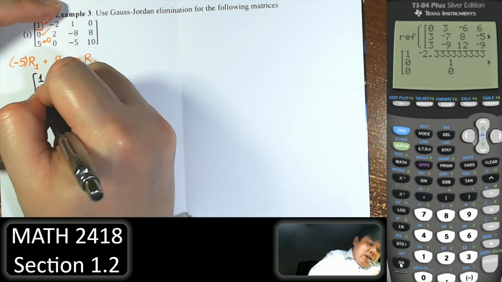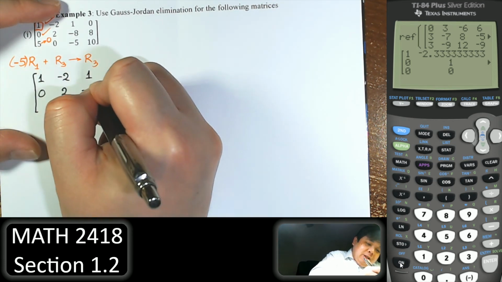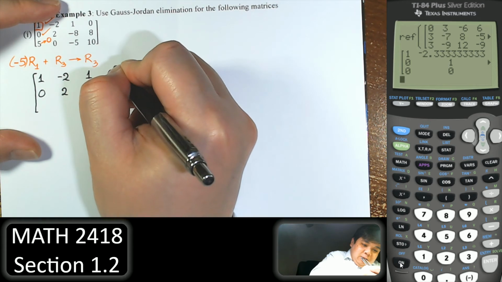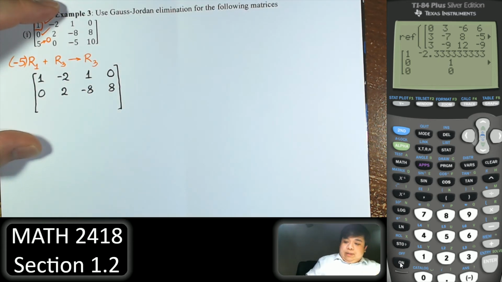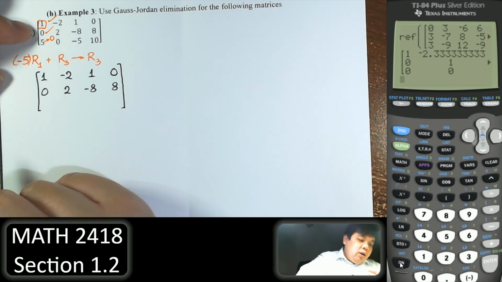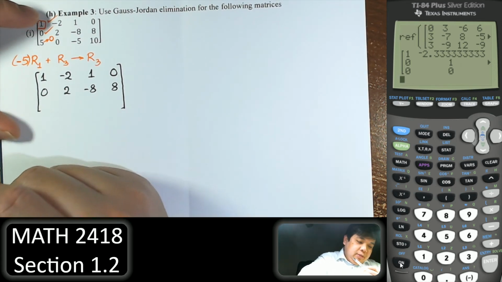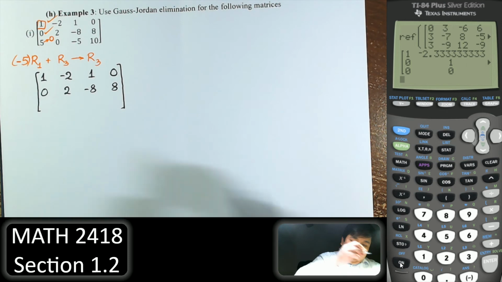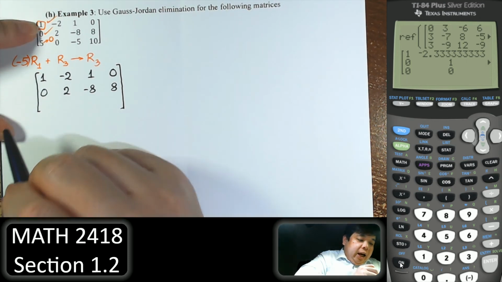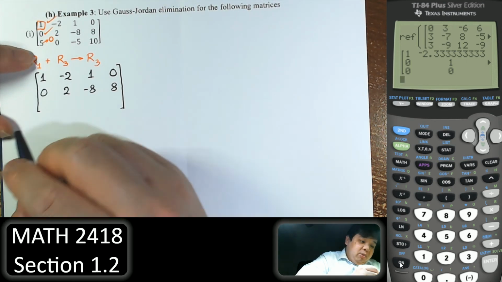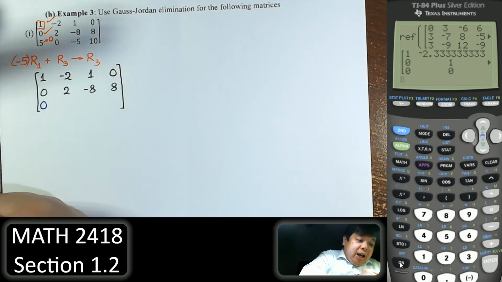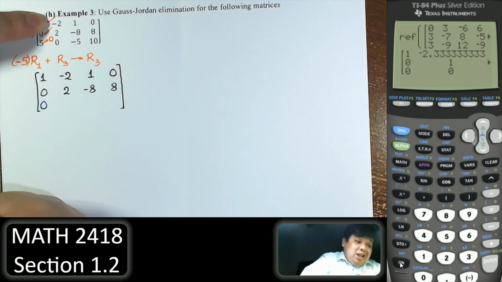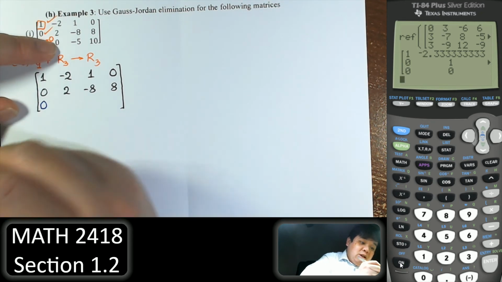Rows 1 and 2 will stay the same. Row 3: -5 times 1, -5 plus 5, 0. -5 times -2, that is +10 plus 0.